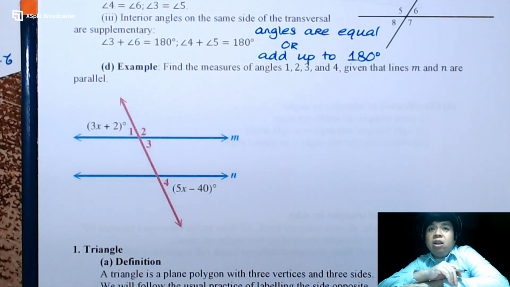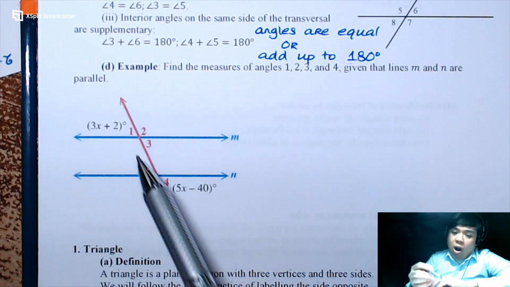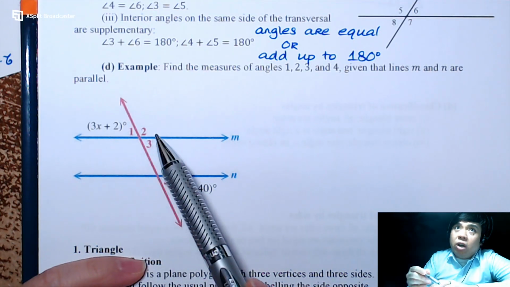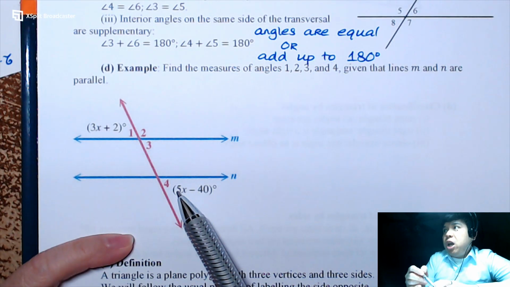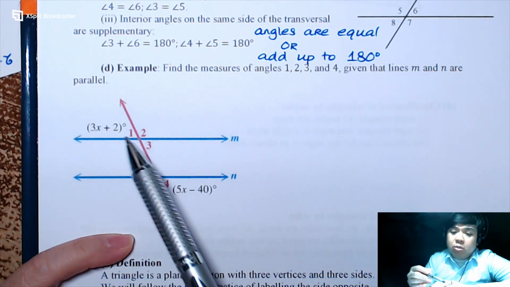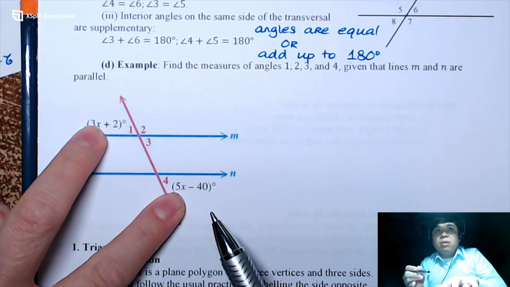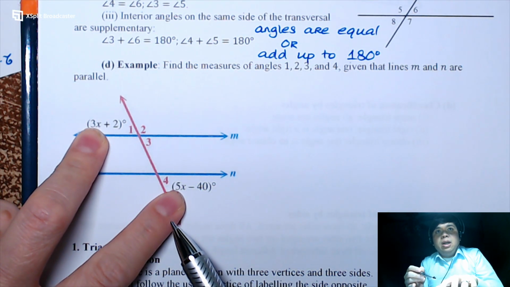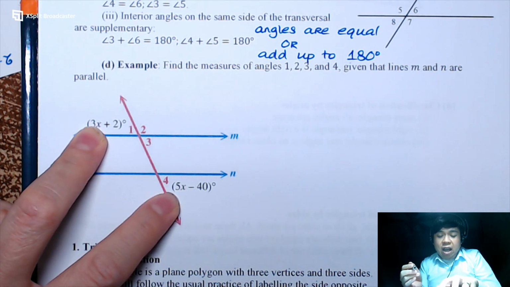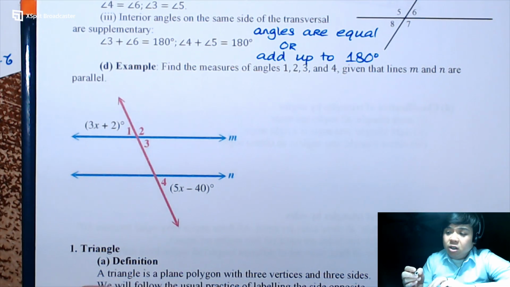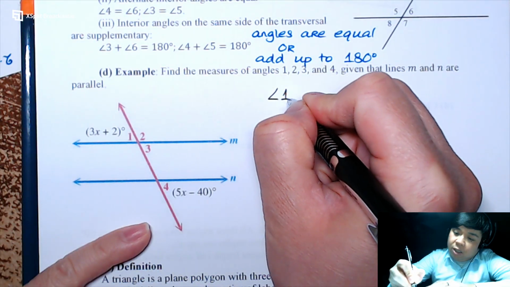Okay, now with this problem, find the measures of angles 1, 2, 3, and 4, given that M and N are parallel. So now, angle 1 is 3x plus 2, angle 2 we don't know, angle 3 we don't know, angle 4 is this. Now what is the relation between the angle 2x plus 2 and the 5x minus 40? Well, those two look the same. Both of them acute, both less than 90 degrees. So they're equal to each other. So angle 1 equals angle 4.